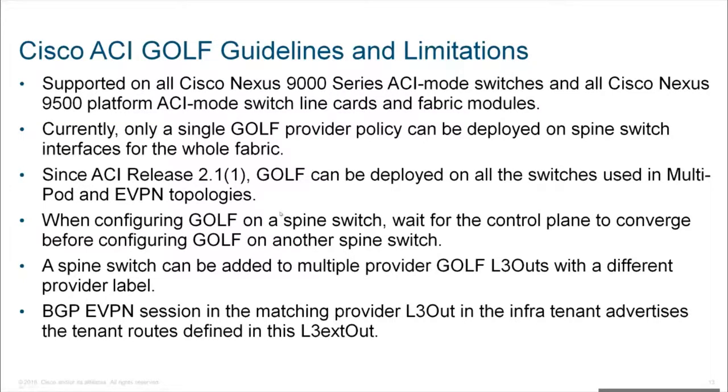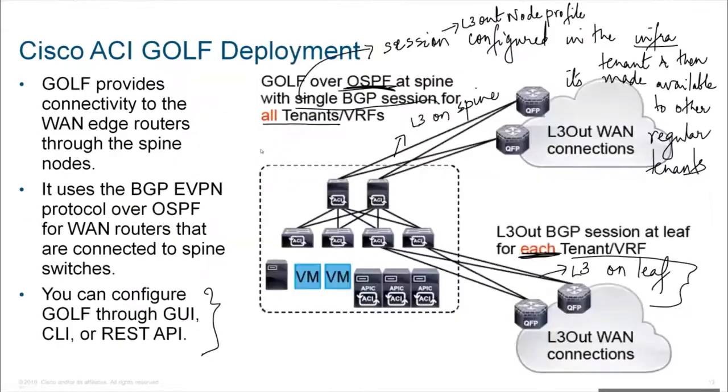for the WAN connectivity. If you're configuring Golf on multiple spine switches, make sure you configure it on one spine and wait for the control plane to converge. What does that mean? Make sure the routing updates are showing up, and you can determine that the control plane has converged by doing a ping. After that, you configure another spine switch. What you typically do is in the infrastructure tenant.